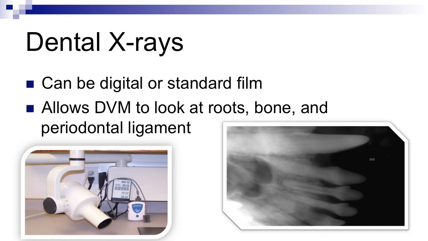We've got to check out how healthy maybe that pulp chamber is. Dental x-rays can be digital or have film with those x-rays. We have a digital system here, which is great. It takes great high quality x-rays and very fast. What it allows me to look at is the root, the bone, the periodontal ligament, those structures that are underneath the gum tissue that you can't see with an oral exam.